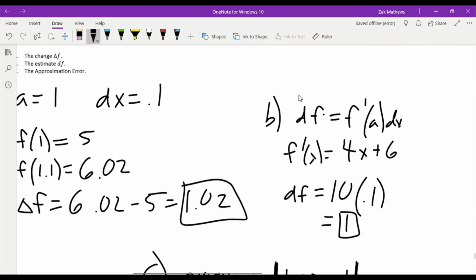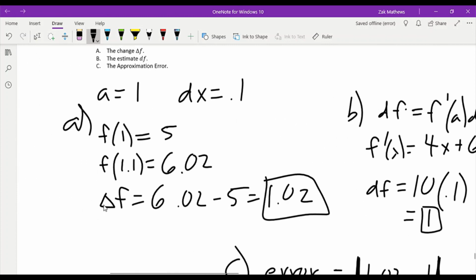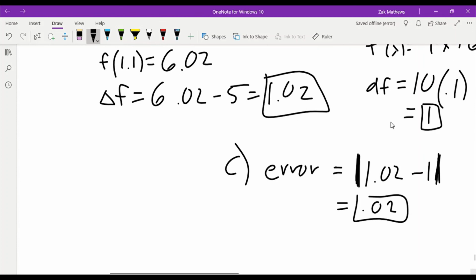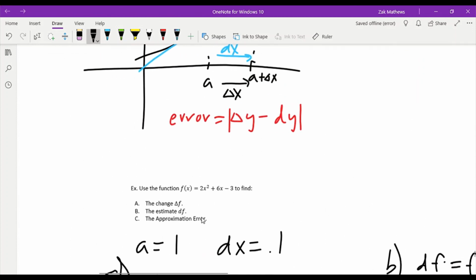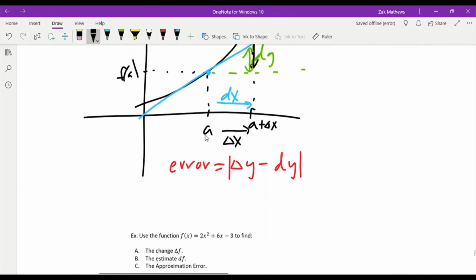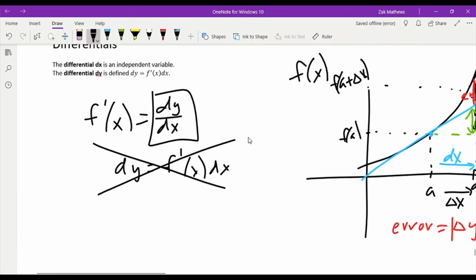So again, the df is representing that approximate amount of change based on linearization versus the delta f is the actual amount, and then whatever the difference between the two is our error. Now these differentials, we're going to see them in other places too. These are just representing the amounts of change. They are an amount of change just based on an approximation based on a derivative. So nothing too complex.